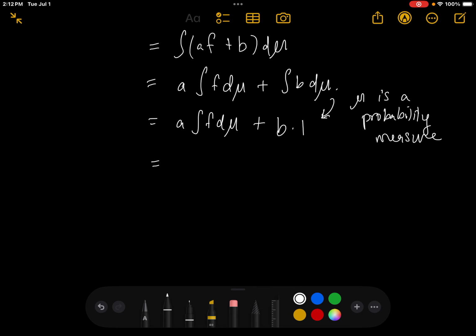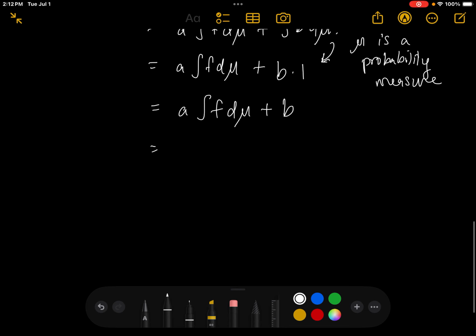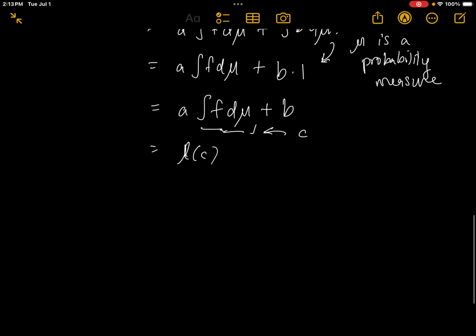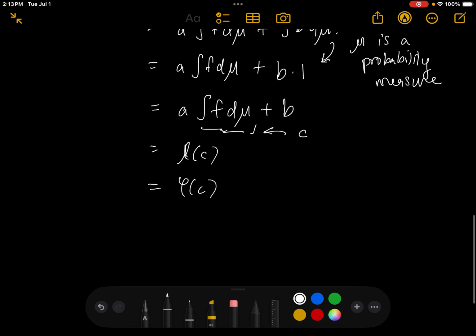Okay, so it's just A times the integral of f plus b. Now what is that? This integral, right, this is what we define to be c. So this is just A times c plus b. Well, A times c plus b is just what you get when you plug in c into L. So this is L of c. And L of C is equal to phi of C. And phi of C, right, this was by definition that they're equal. And phi of C is by definition phi of the integral of f.